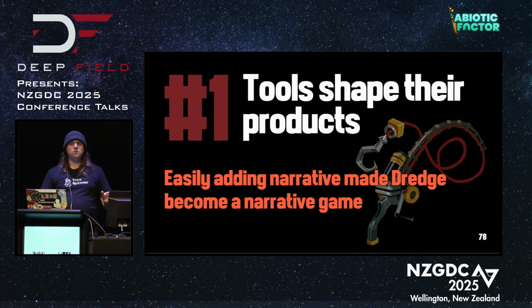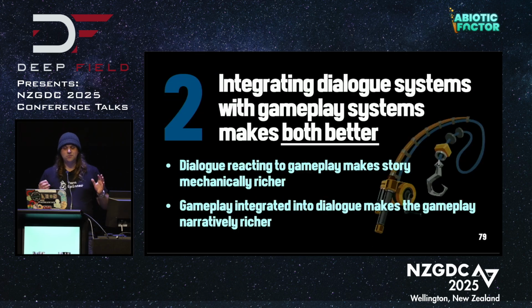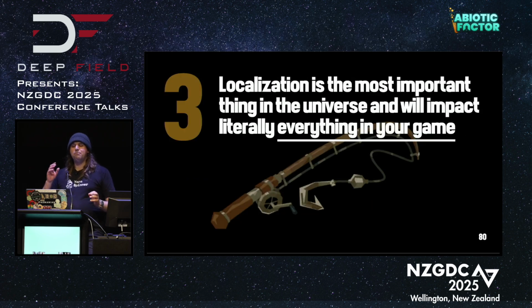So tools shape their products. Because it was easy to add narrative into Dredge, Dredge became a narrative game. Good tools expand the possibility space for interesting things in your game. Integrating dialogue systems with gameplay systems made both of them better. Because the dialogue is able to react to gameplay state, it makes the gameplay much more narratively rich. Localization is the most important thing in the universe, and it'll impact literally everything in your game, and you must account for it in your architecture.